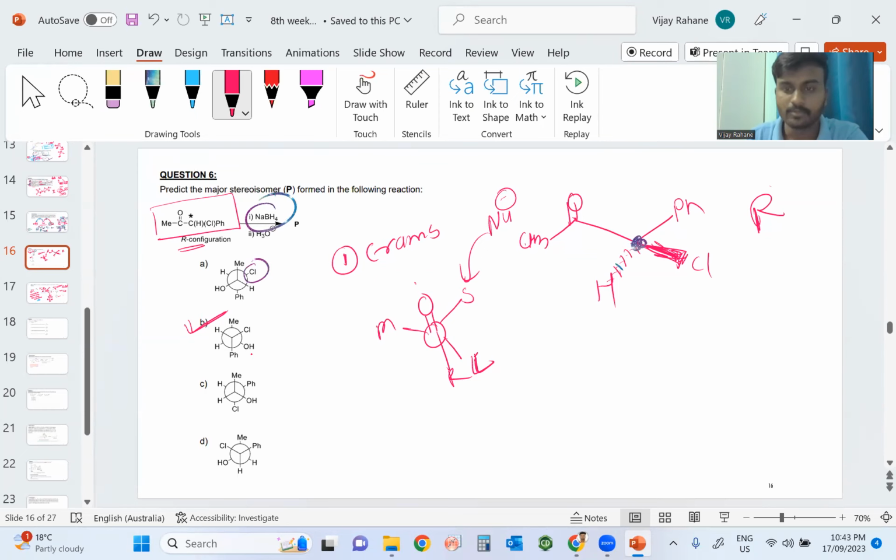And in the Felkin model, you have to keep the large group on the horizontal side, right? And keep the medium and small groups, let's say medium, small, or small, medium, whichever it is, depending on the configuration you have to maintain, and attack from the side of the small group by the nucleophile. This is the Felkin model.